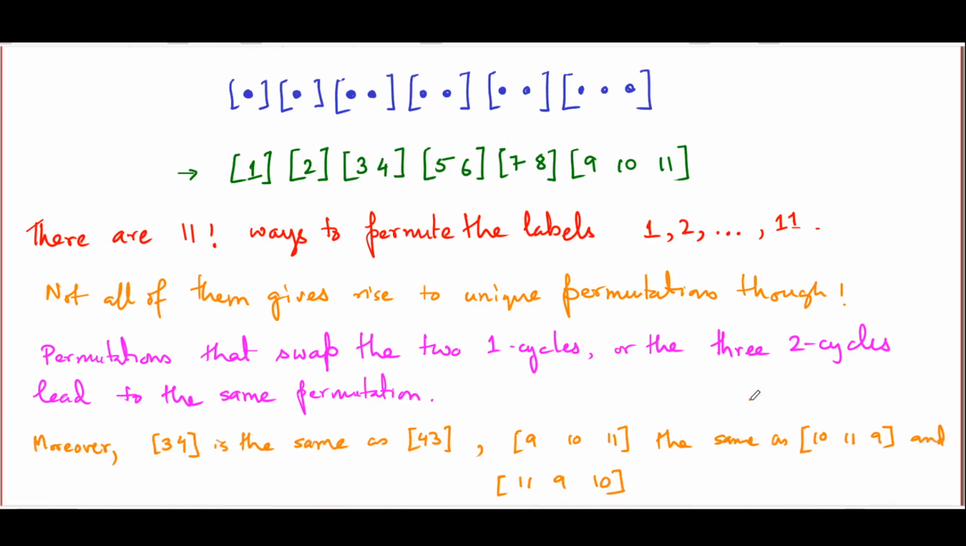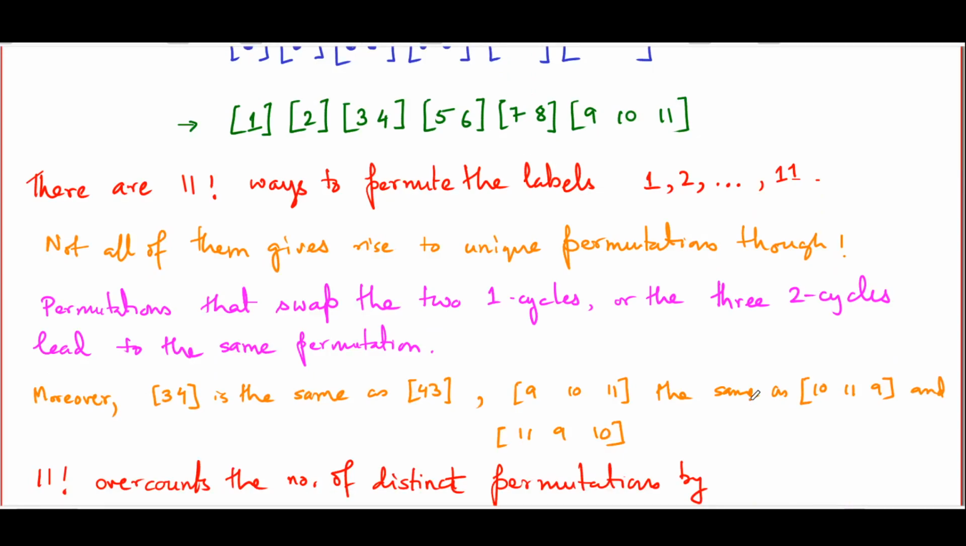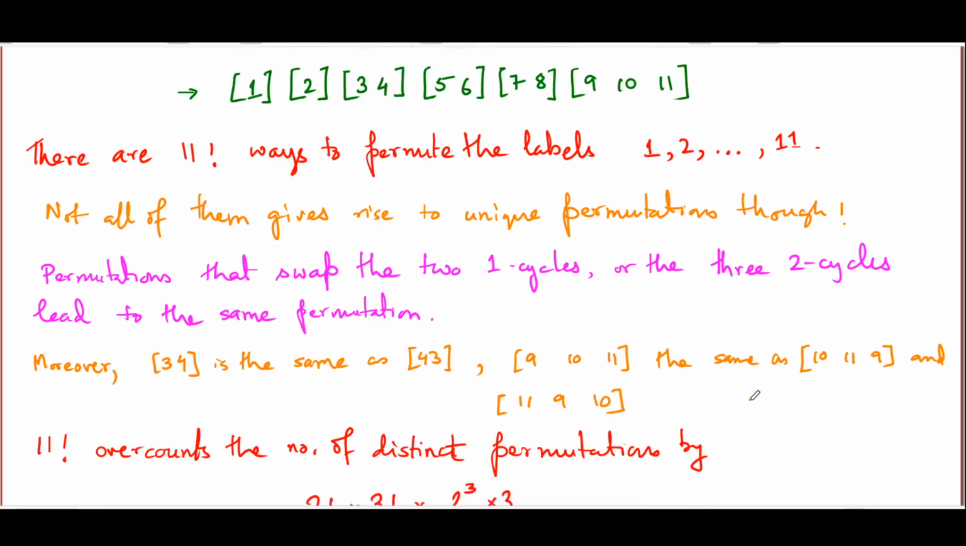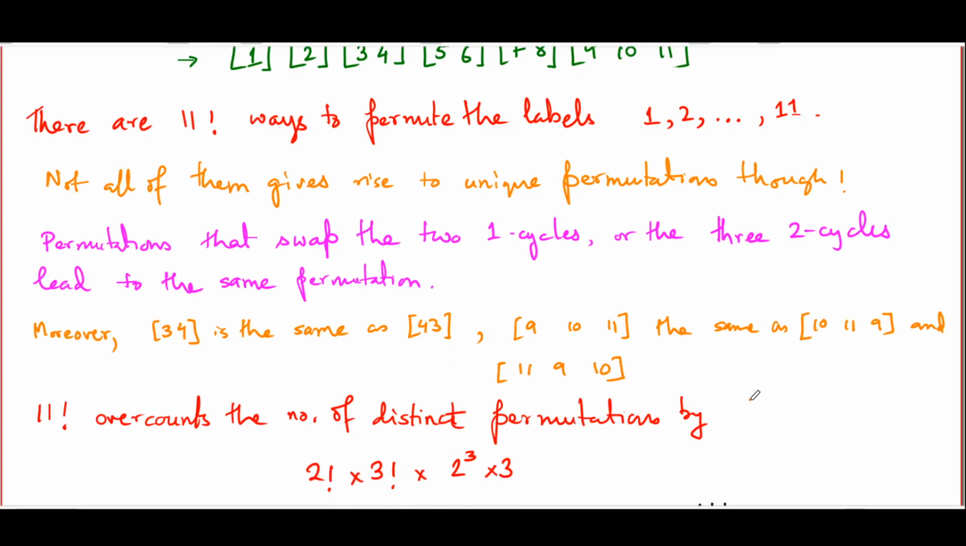So even within a 2-cycle, there would be 2 distinct ways of writing a 2-cycle, which would lead to exactly the same permutation in the end. (3 4) is exactly the same as (4 3). (9 10 11), the 3-cycle, can also be written as (10 11 9) and (11 9 10). In fact, irrespective of what particular labels land up in the 3-cycle, there would be 3 distinct ways of writing it, which would all lead to exactly the same permutation. So, all these 11 factorial permutations of the labels do not give rise to distinct permutations in the end.